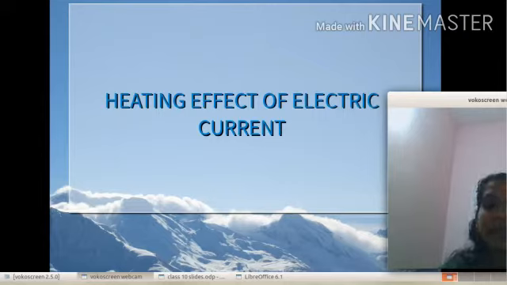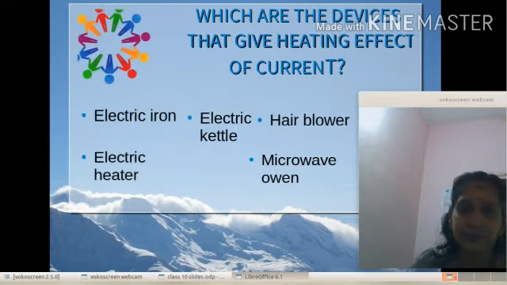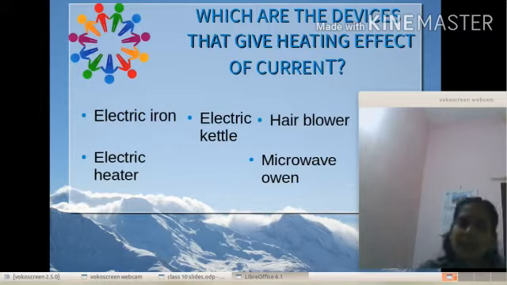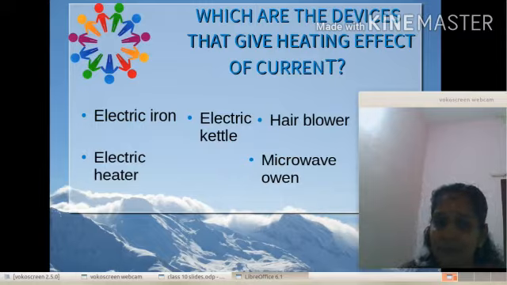Heating effect of electric current. We can study more about the heating effect of electric current. Can you tell which are the devices that give heating effect of current? Yes, electric iron gives us heating effect, so we can iron clothes. Electric heater, that also gives heating effect. Electric kettle gives us heating effect. We get boiled water through the kettle.